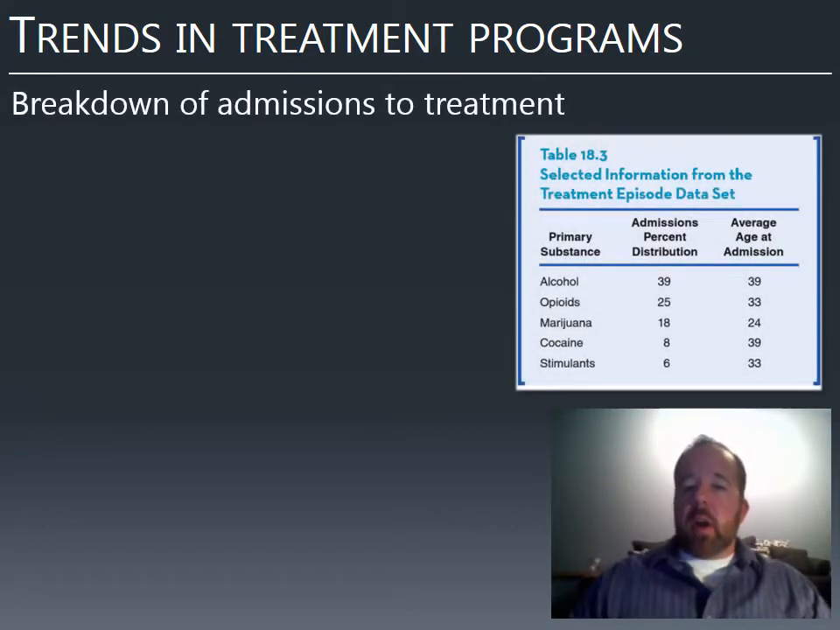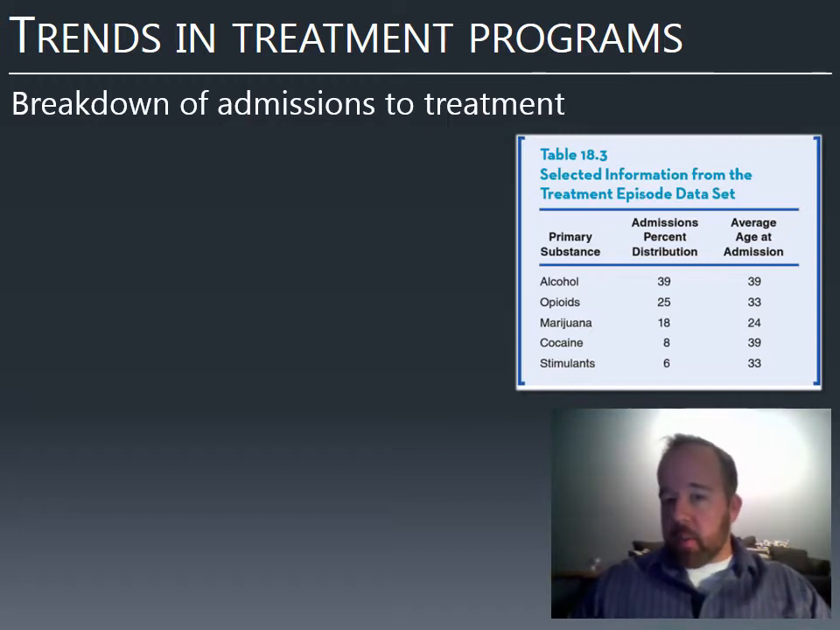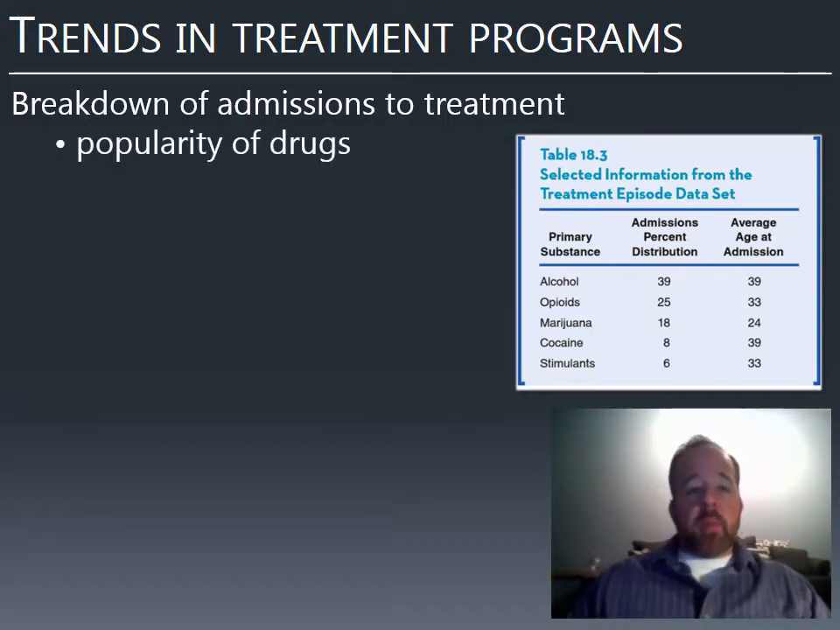Okay, so those are examples of specific programs. Now, looking at drug treatment overall, we can look at who's admitted to drug treatment programs, what they're being admitted for, and take some basic demographic information. And so we can look at what drugs are popular. And of course, this is filtered through going through drug treatment. More on this in a second.